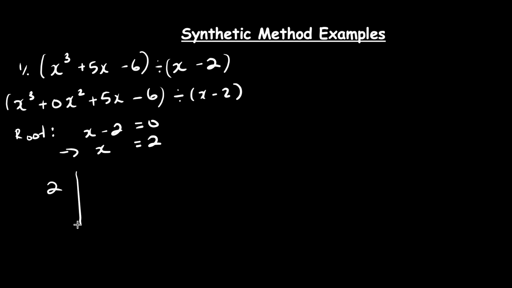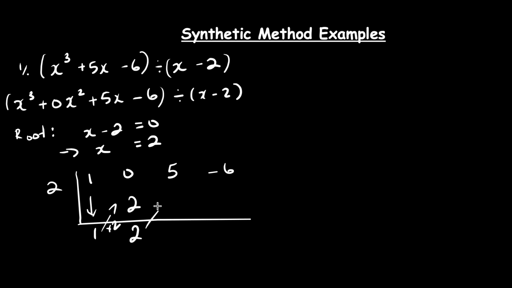We're going to go through our process, right? And we're going to write down our coefficients. And our first coefficient, of course, for x cubed is 1. X squared is going to be 0. X is 5. And our constant is negative 6. Now, we know the process. We're going to bring this 1 down. But then we're going to multiply and add. Multiply by 2. And we're going to add.